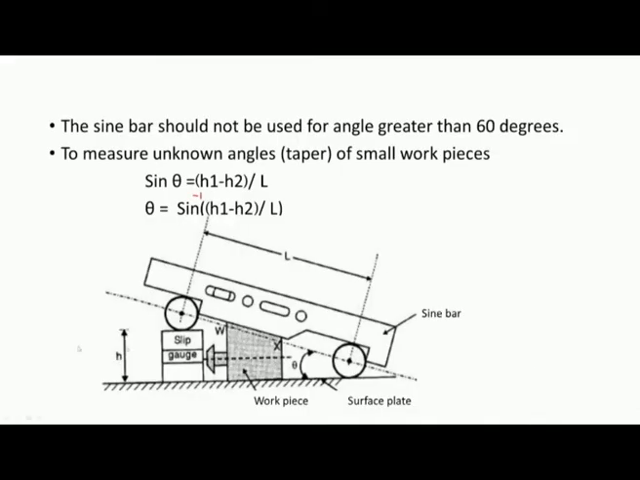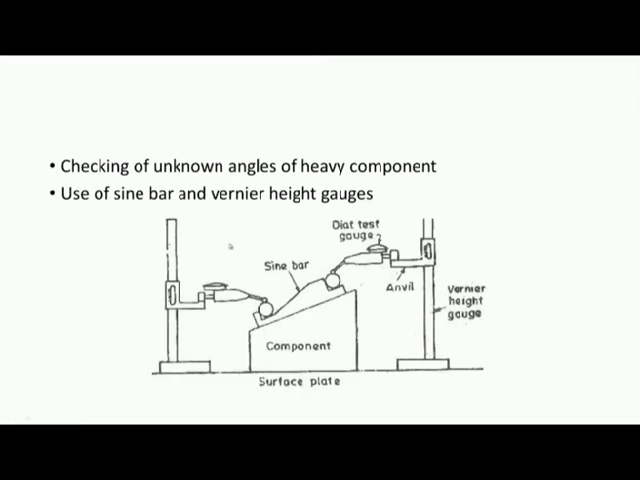Knowing the values of H1, H2 and L, we can find out the taper angle theta, that is theta is equal to sine inverse of (H1 minus H2) divided by L. Sometimes the workpiece will be very heavy. So, checking of unknown angles of a heavy component, in that case how do we use the sine bar?